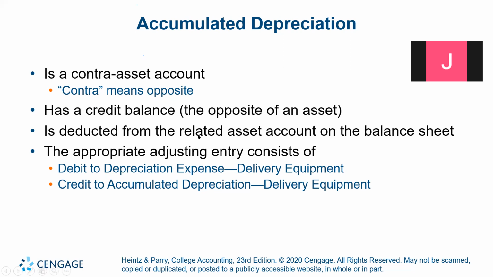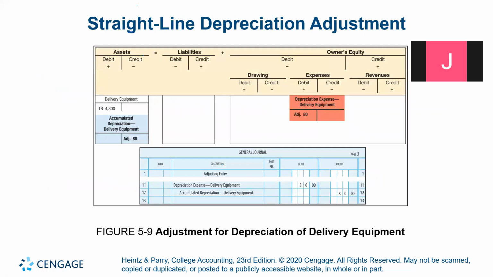Because we're going to take the original cost of the asset, $4,800, minus the 80, and that's going to give us a net book value of 4,720 or something like that. So let's take a look at it. Let's talk about it a bit, okay?